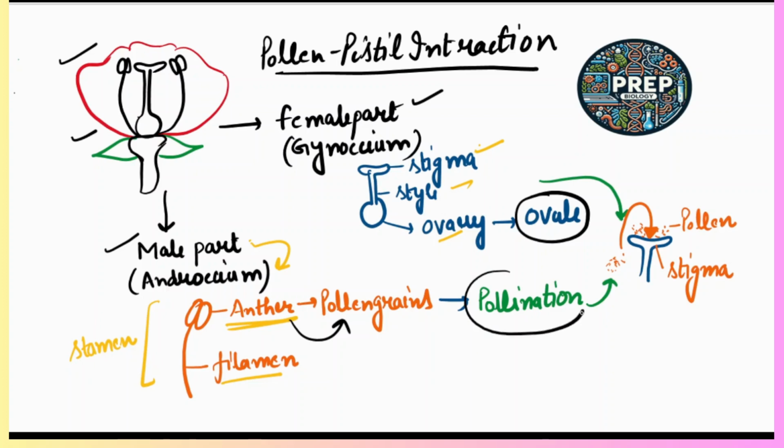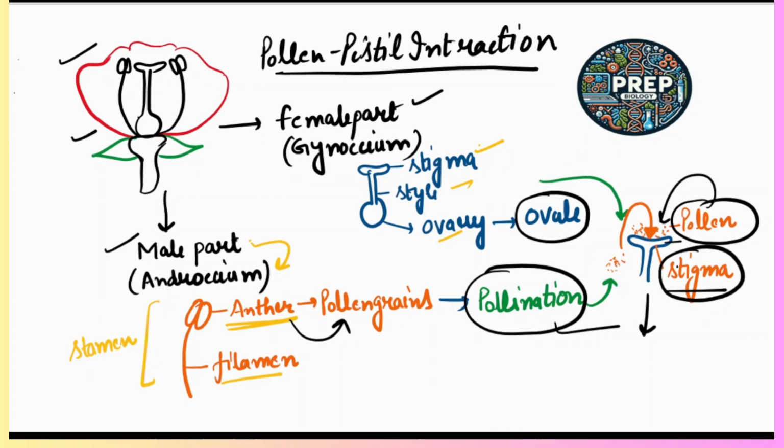Now, with the help of the pollination process, the pollen grains are transferred from the anther to the stigma. This is the stigma, and the pollen grains land on the surface of the stigma. By which process? Pollination. Now, in this lecture, we will study how pollen interacts with the pistil, or how it lands on the surface of the stigma.